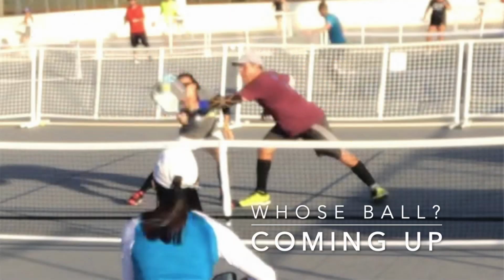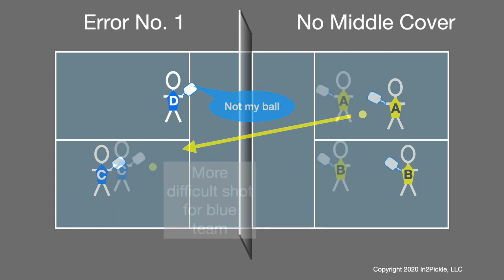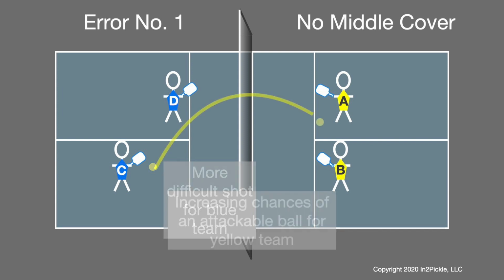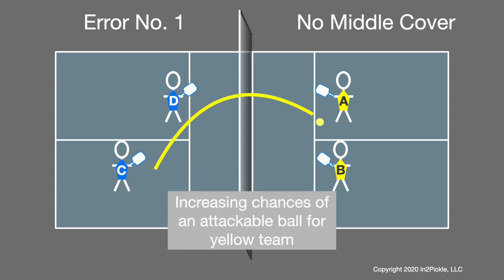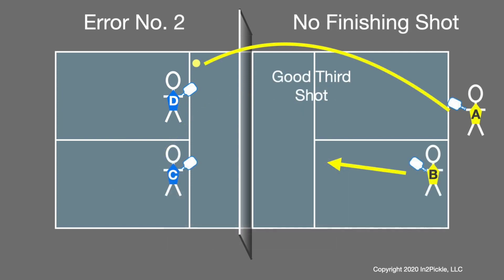If you follow In2Pickle, you know that we're big on covering the middle, particularly on the third shot attack. What happens sometimes is here player D doesn't take this ball because the ball is coming across the middle but towards player C. As a result, player C has to hit a more difficult shot. Players A and B on the yellow team are able to move forward, and it creates the potential for a loss of a point.